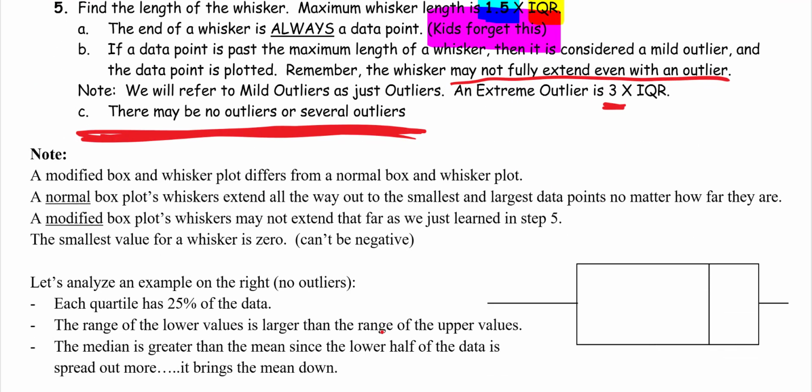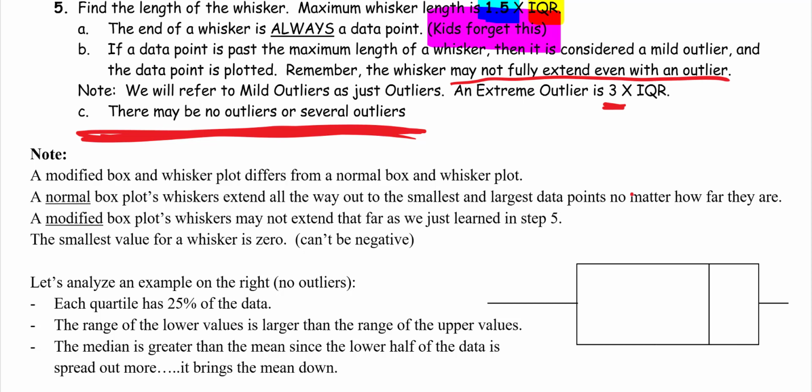Note, a modified box and whisker plot differs from a normal box and whisker plot. I keep saying modified box and whisker plot. A normal box plot's whiskers extend all the way to the smallest and largest data points, no matter how far they are. Okay, so those whiskers just go out no matter what. A modified one only extends in what we just learned. It only goes out to a certain amount, that 1.5 times IQR.